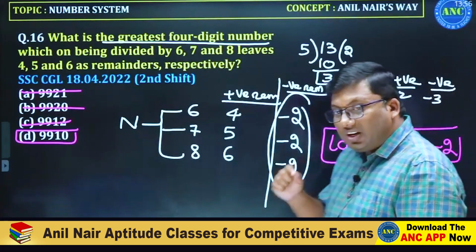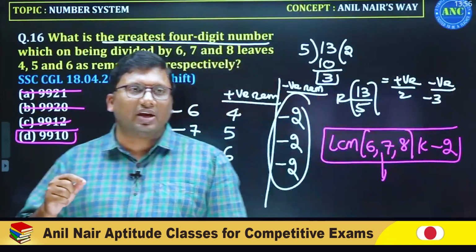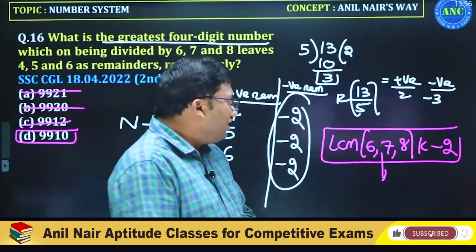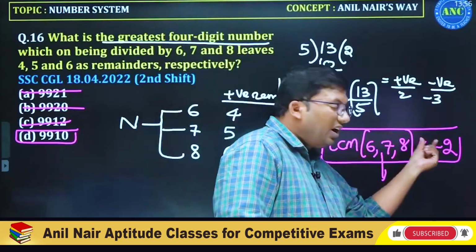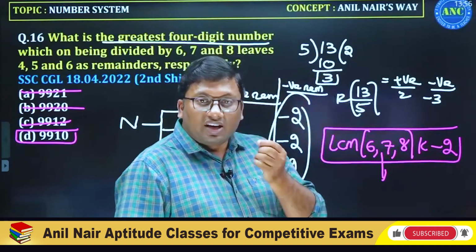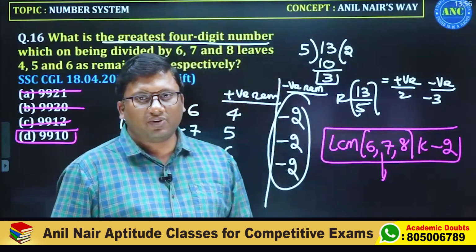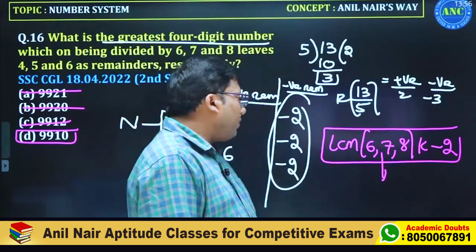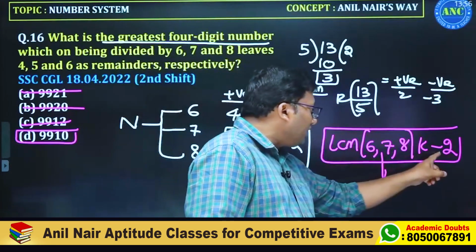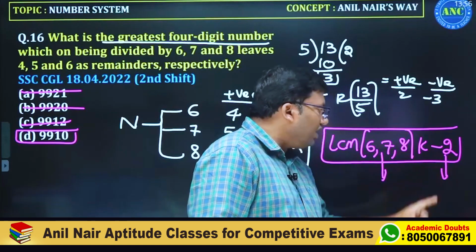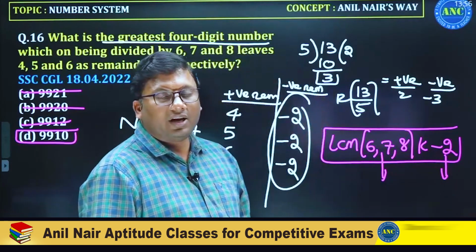LCM of 6, 7, 8 into K minus 2. This is divided by 3. Minus 2 is the negative remainder. Negative remainder minus 2 means the positive remainder will be plus 1. This is divided by 3, giving negative remainder minus 2.